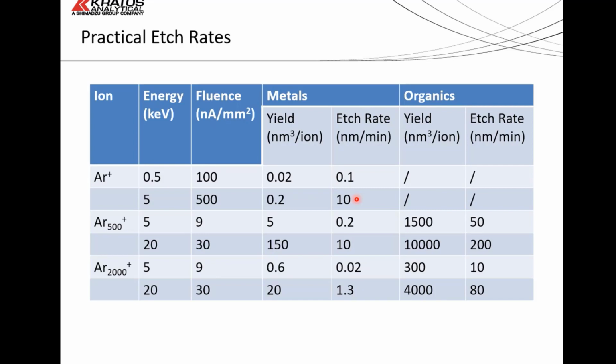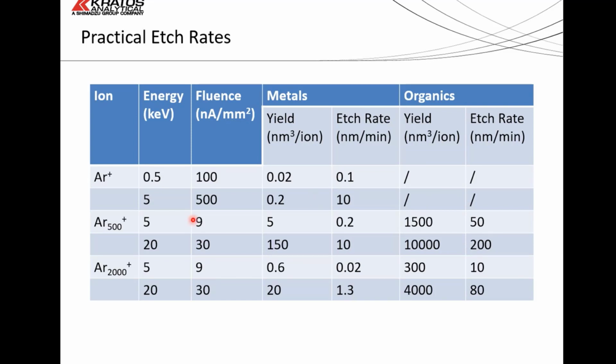That's the result of not only the lower yield, but the lower achievable ion beam intensity and the larger spot size, because the lower you go in terms of ion energy, the harder it is to focus. Therefore, the spots tend to get larger. I've left these boxes here for organics blank because usually there's a lot of work to get any kind of meaningful data out of those.